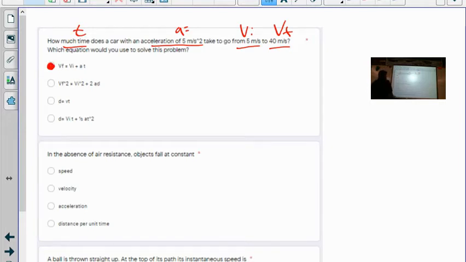and the only one that has those 4 letters is right here. In the absence of air resistance, objects fall at a constant acceleration. They fall at g, which is 10 meters per second squared.